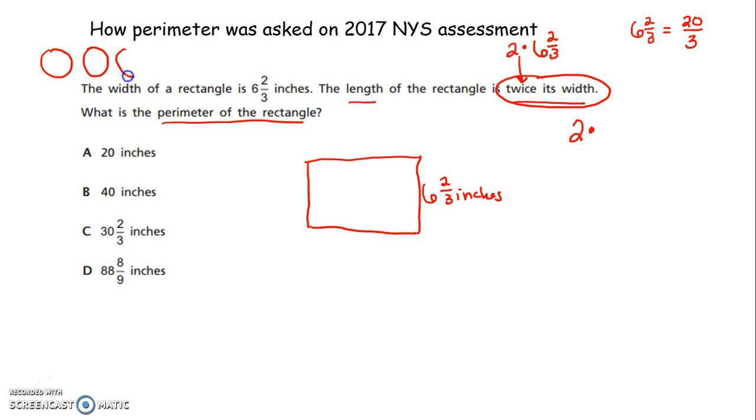1, 2, 3, 4, 5, 6 whole circles. And that's an ugly other circle, but 2/3 of another circle. So if I broke these circles into thirds, and I had 6 whole circles and 2/3 of another circle, I better come up with 20/3. 1, 2, 3, 4, 5, 6, 7, 8, 9, 10, 11, 12, 13, 14, 15, 16, 17, 18, 19, 20. Sure is 20/3. So 6 2/3 is the same as 20/3.